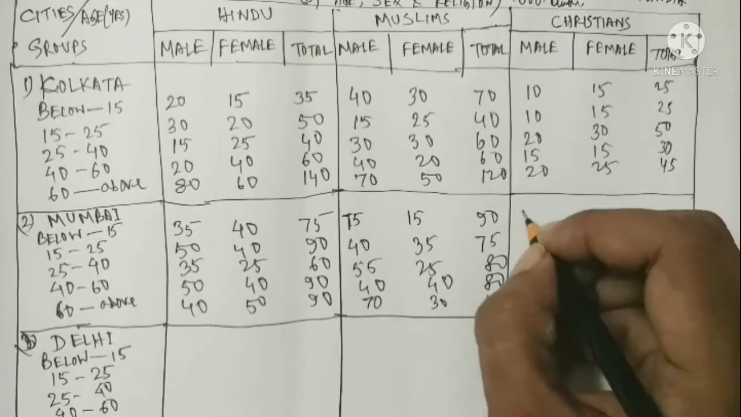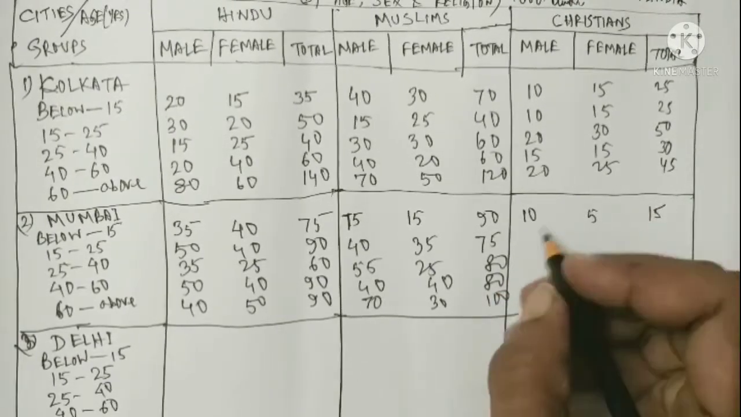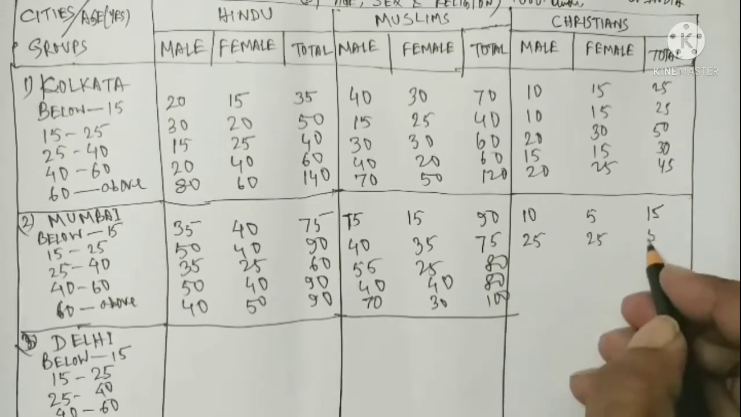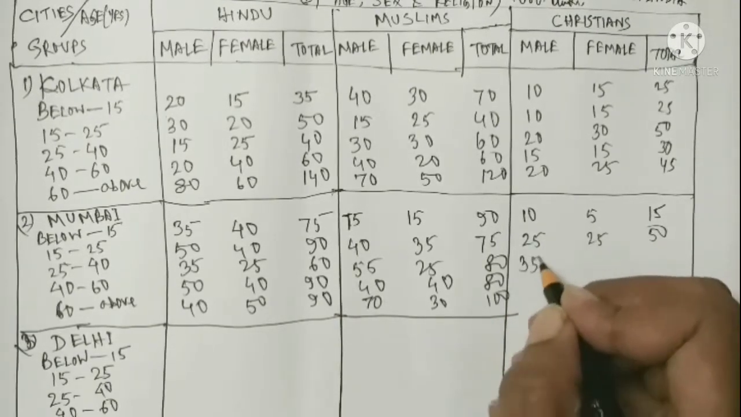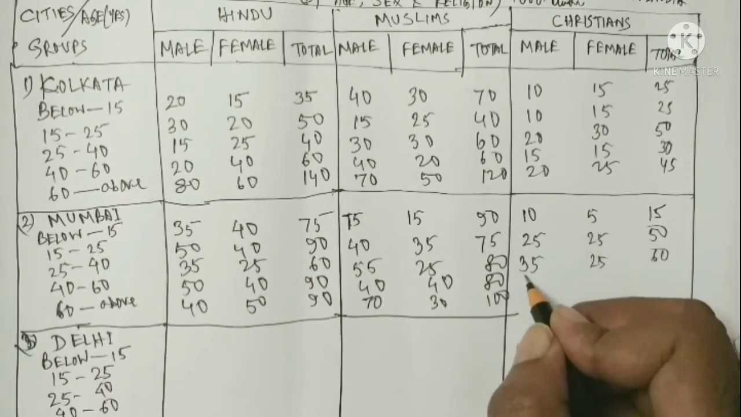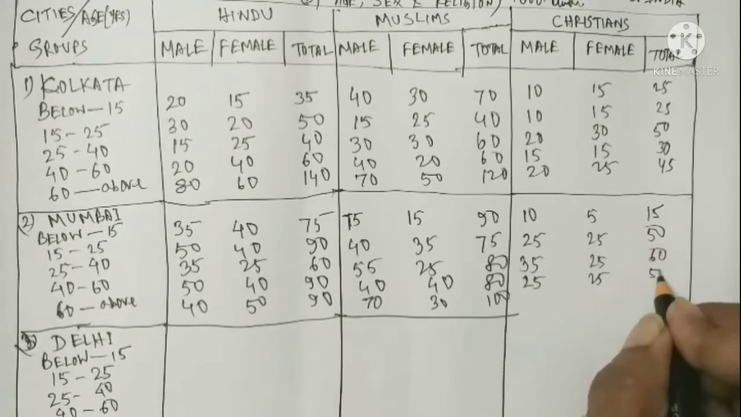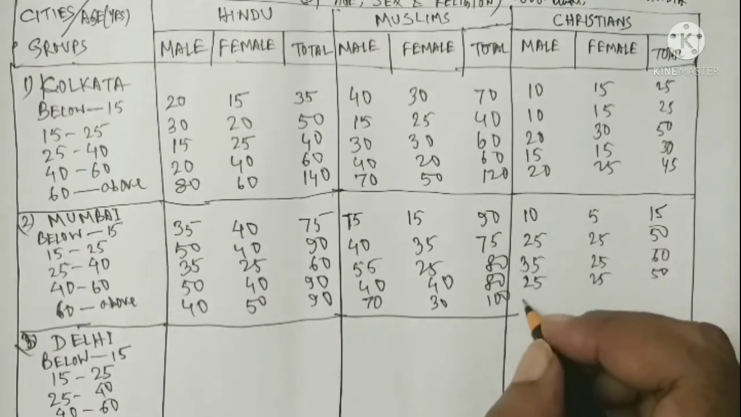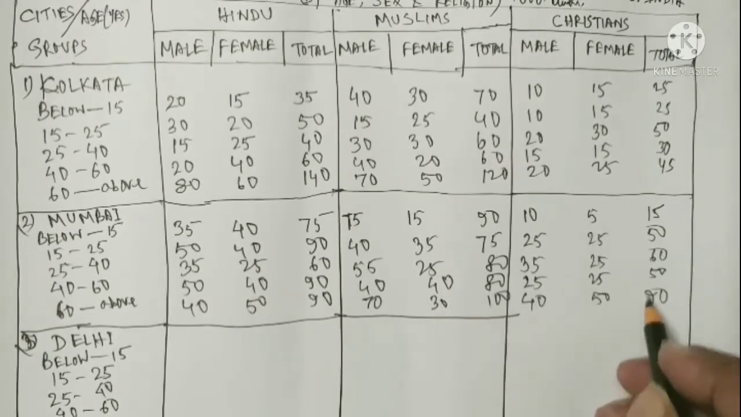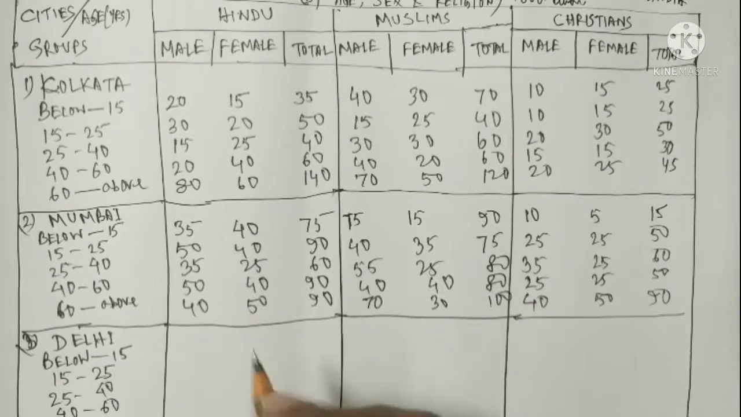And for Christians, 10, 5, 15, 25, 25, 50, 35, 25, 60, 25, 25, 50 and 40, 50, 90. This is for Christians in Mumbai.